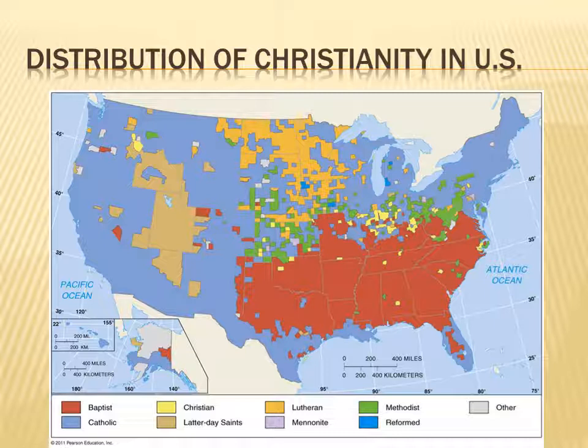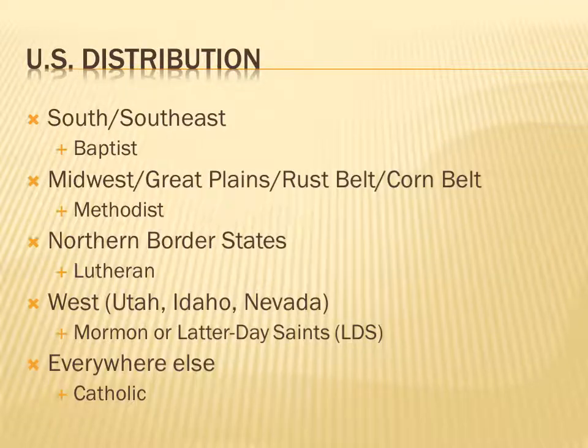Out west, that brown, that tan color, that's going to be LDS. It's the Church of Jesus Christ of Latter-day Saints, or you might see it labeled as Mormons. And then the bluish purple that you see there is going to be Catholic. So this is looking at the largest religious group by county throughout the country. Right? So let's take a look at some of the ways that we could label this.